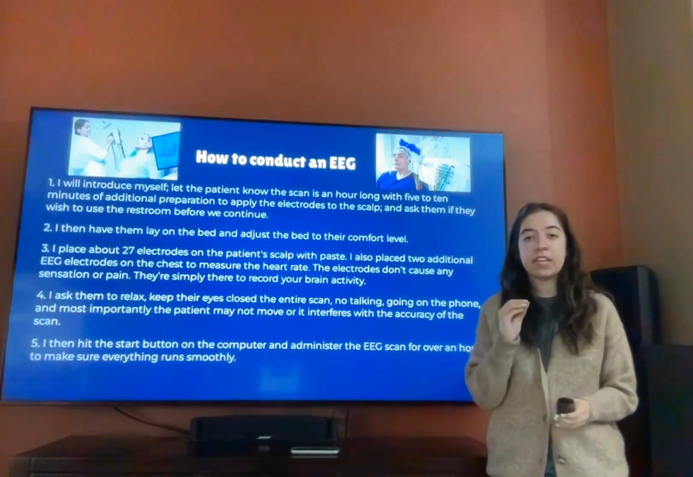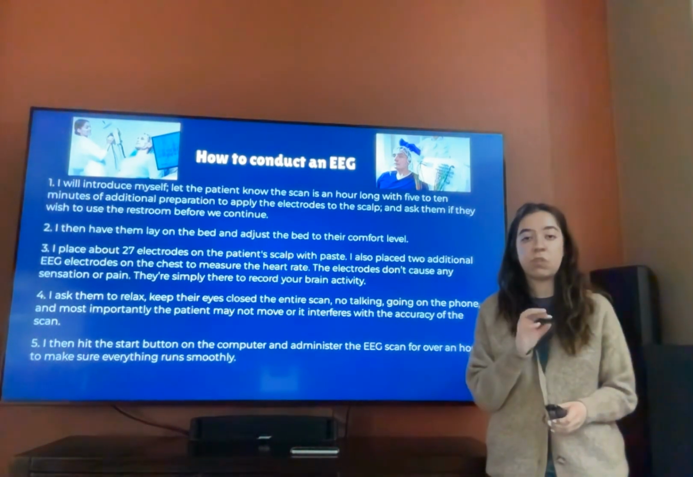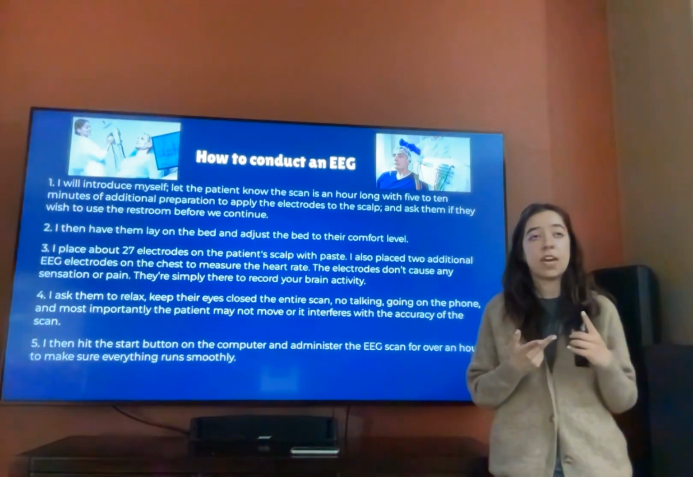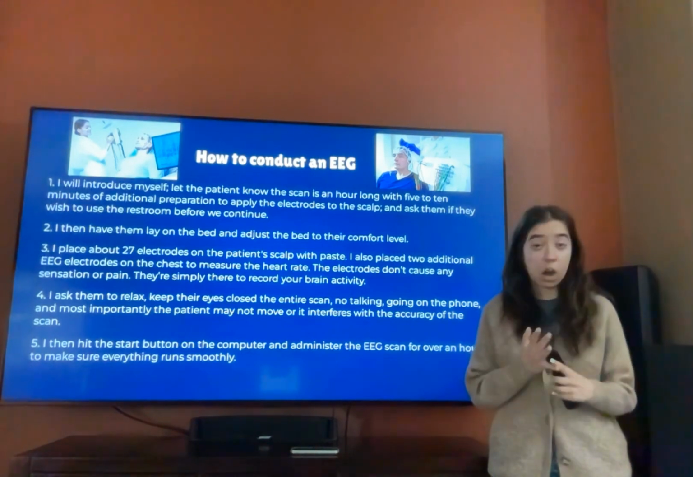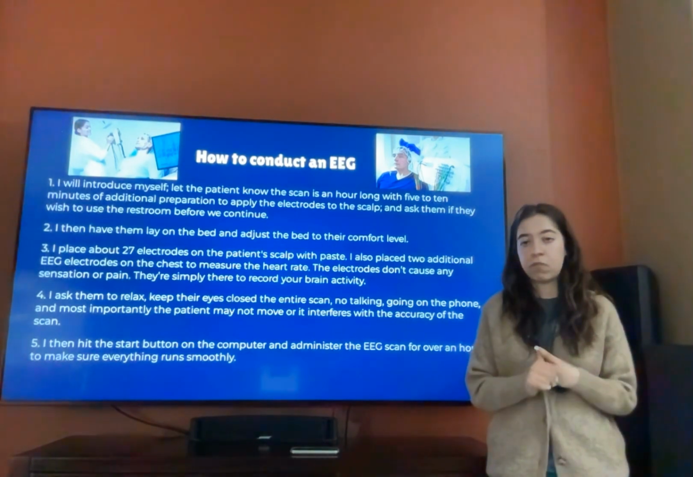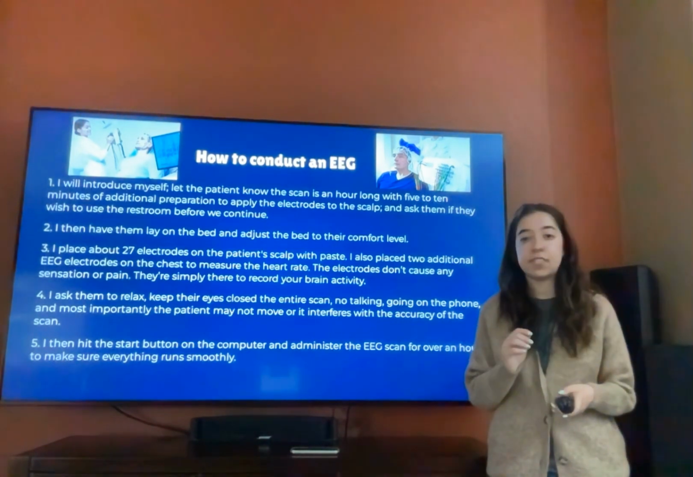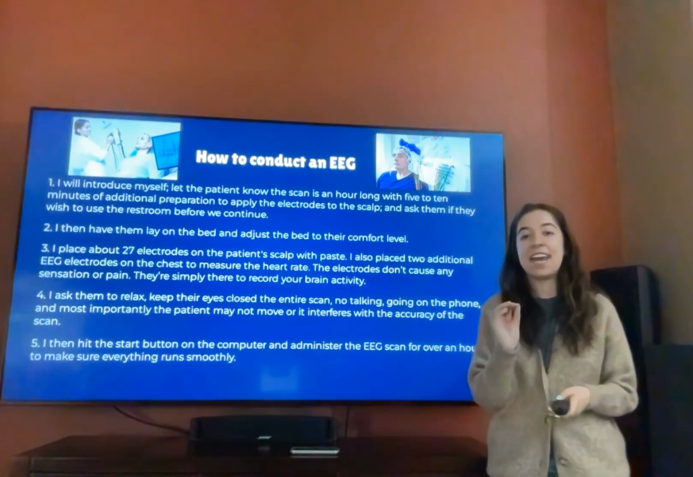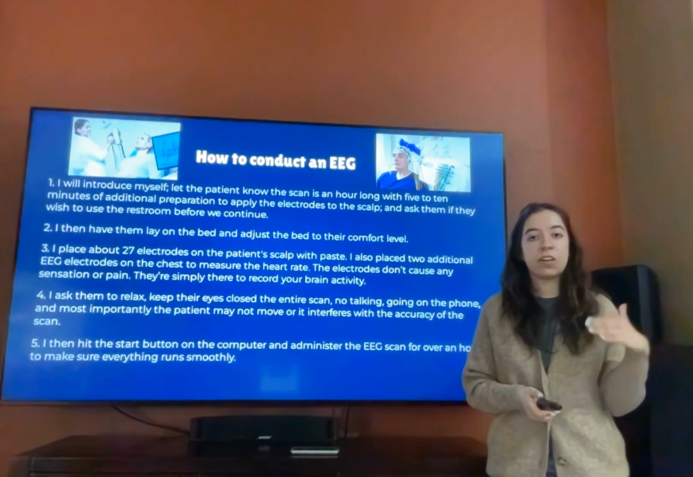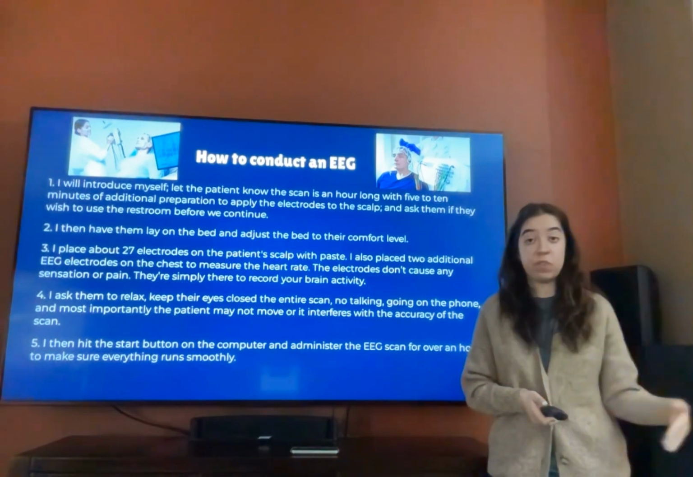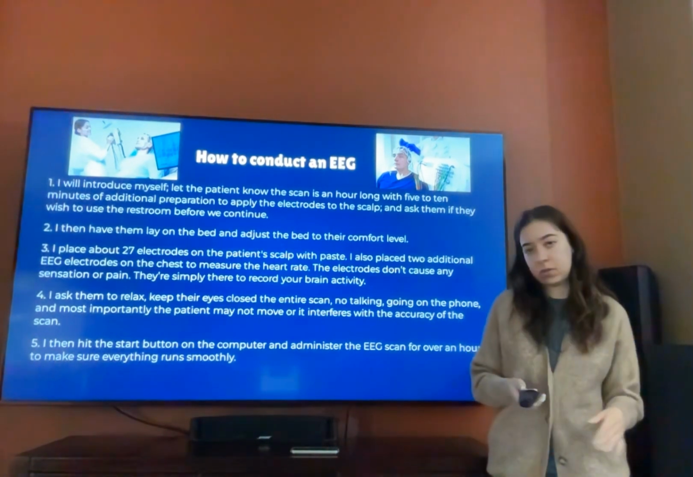Then once all the electrodes are on, I let the patient know the rules. You have to stay still, you cannot move, you need to have your eyes closed the whole time, no talking during the scan. You're more than welcome to fall asleep and relax and rest. And then I start the button and let it read for an hour. Dr. Zhang will then go ahead and review the results and get back with the patient.